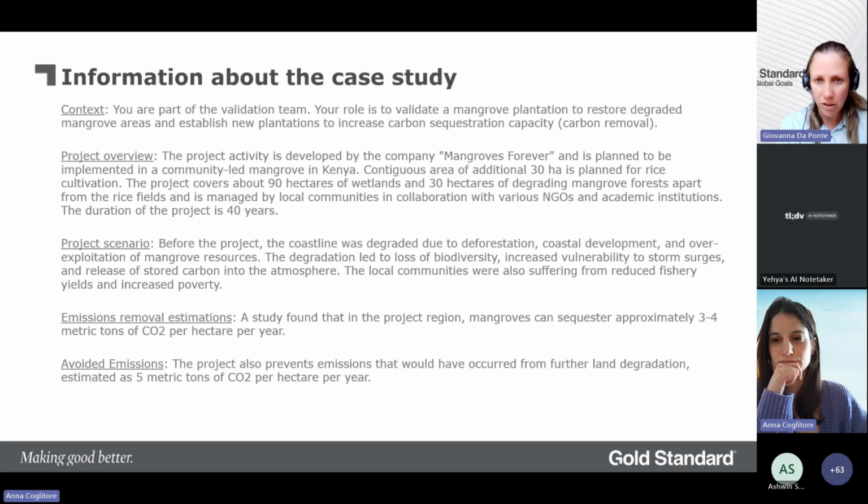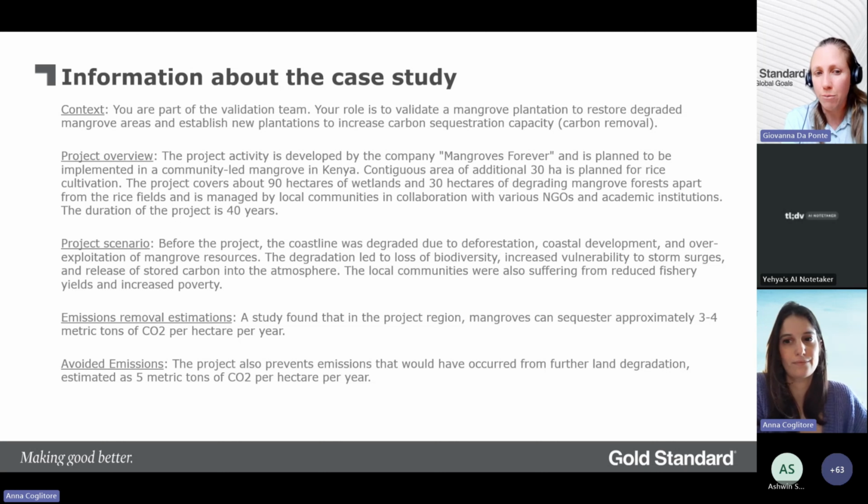I'm not going to go into the project scenario just now due to time, but we have here the emission removals estimation of around 3 to 4 metric tons of carbon per hectare per year. Important information to keep in mind for the case study, and also the avoided emissions, which is estimated at 5 metric tons of carbon per hectare per year. So it gives you a little bit of the context of our case study again. You're a company, Mangroves Forever is the name of the company. So have fun with the case study, and over to you, Anna, to give the instructions.